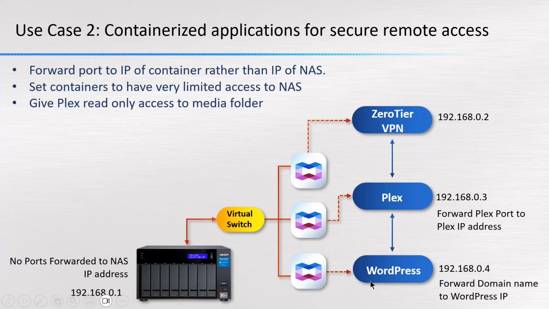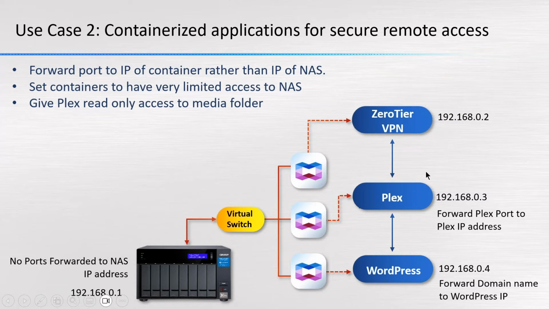Or for example, if you want to host a website, you could just do more direct NAS hosting, but the other option is to run a container of WordPress. And in bridge mode, each container has its own IP address that's different from the NAS. So in this one, you can see the Plex IP address. It's not the same IP address as the NAS. So you forward the Plex port to this IP address, and that way you can remotely access your Plex, but no ports are forwarded to your NAS.